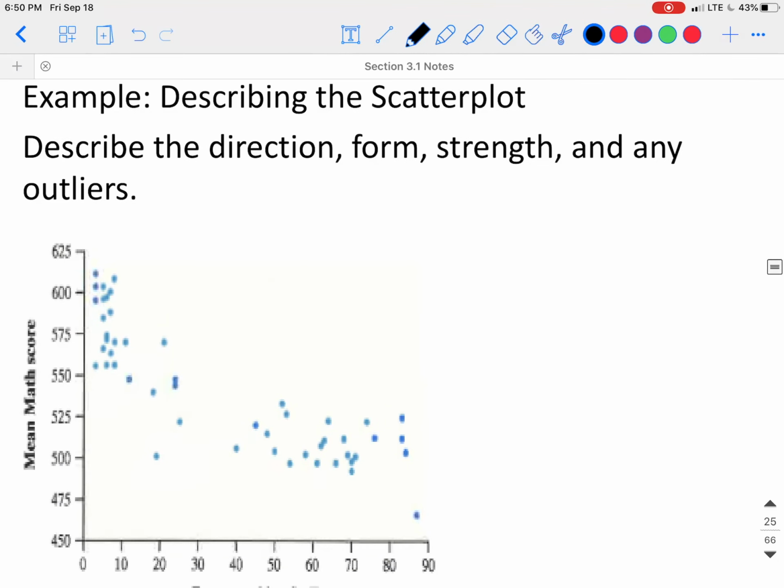So we're going to describe the scatter plot. To do this, we're going to describe the direction, the form, the strength, and any outliers. So if you look at this graph, the graph has an overall pattern that moves from the upper left to the lower right. So this means the states in which they have a higher percent of high school graduates taking the SAT tend to have a lower SAT average math score.